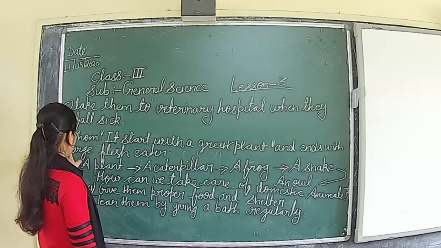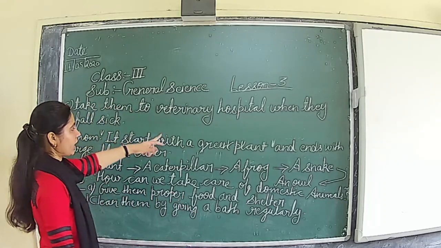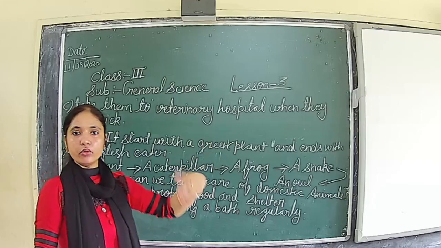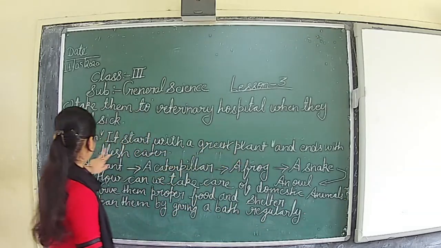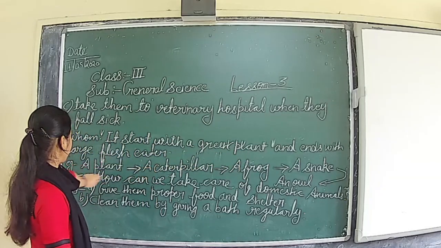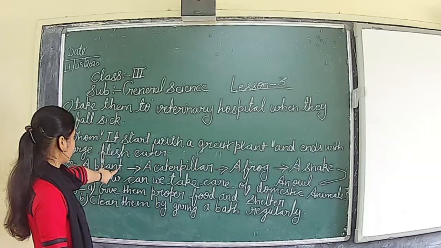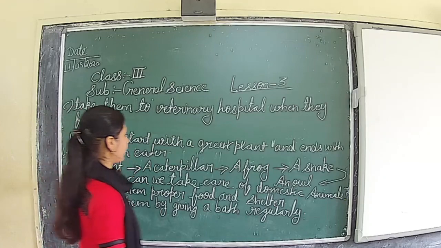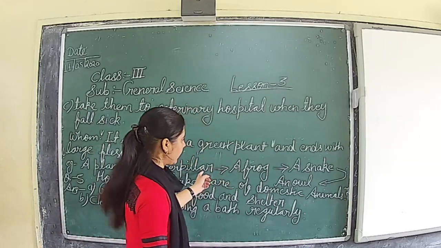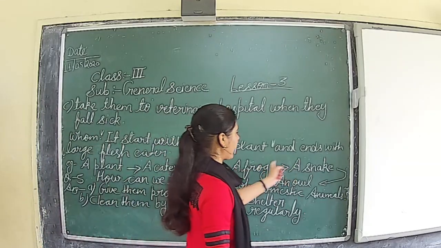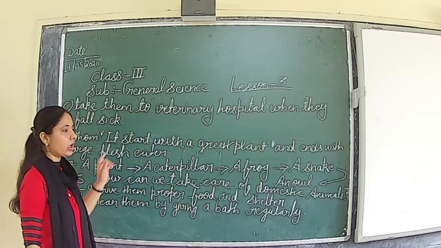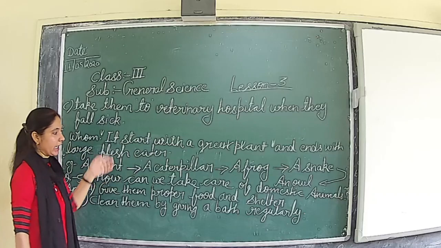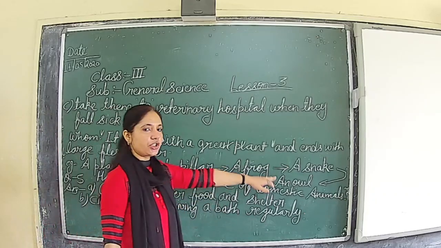Then, what is a food chain? I have already explained. It is a sequence of who eats food, starting with a green plant and ending with a large flesh eater. For example, a caterpillar will eat the plant, a frog will eat the caterpillar, a snake will eat the frog, and an owl will eat the snake. Like this, it continues. So it always starts with a green plant and ends with a large flesh eater.